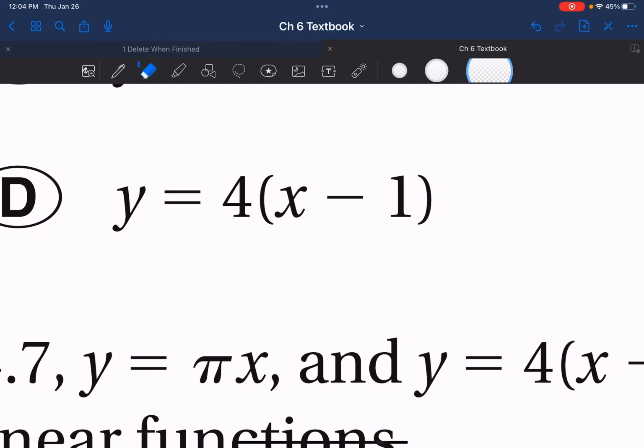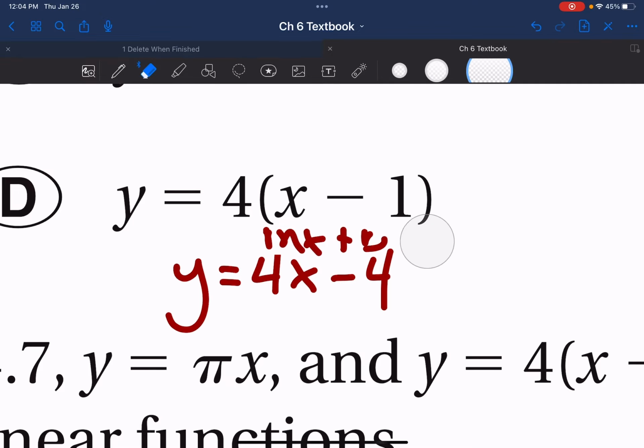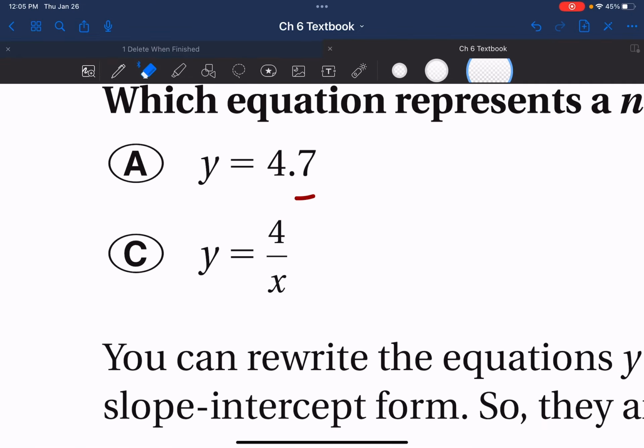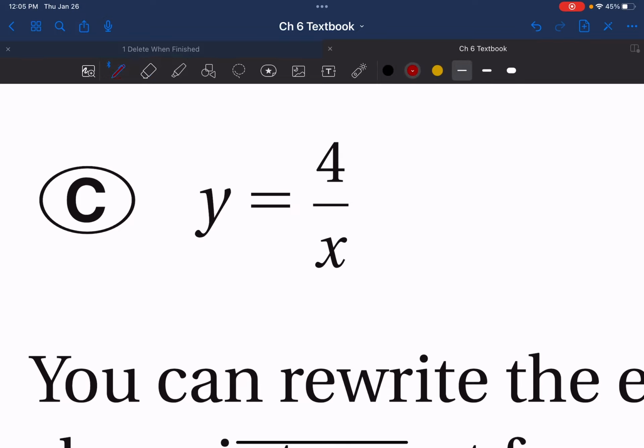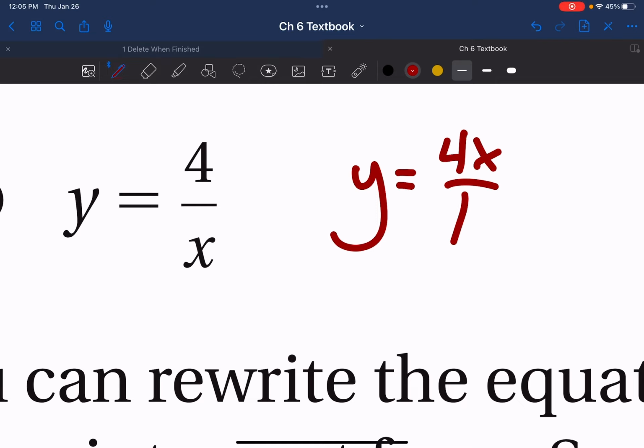Now I'm going to skip over to D for a second. If I distribute this, I would get y equals 4x minus 4. That is y equals mx plus b. So is that a linear function? Yes, it makes a straight line. Do you remember when I used to say x in the numerator? Good. X in the denominator? Bad. That's because that's not a linear function. If it was written y equals 4x over 1, that's good. We like that. That's just y equals 4x. That's a linear function. But if x is in the denominator, that changes everything.